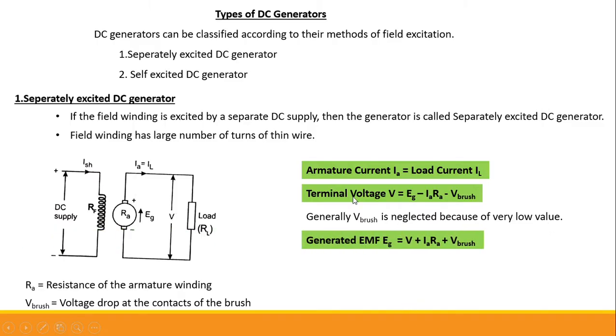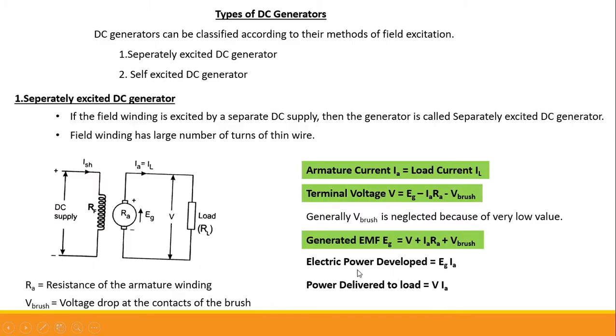From the equation of terminal voltage, we can write equation for generated EMF Eg, that is equal to V plus IaRa plus V brush. Also, we can write equation for electric power developed, which is the multiplication of generated EMF and armature current. And the final one, equation for power delivered to load, that is a multiplication of terminal voltage and armature current.